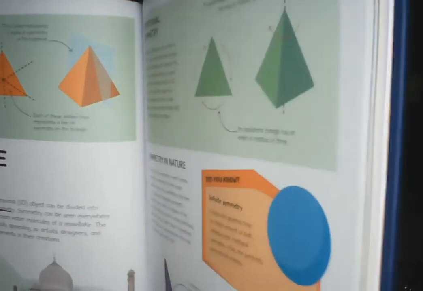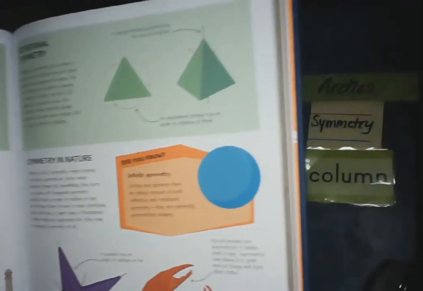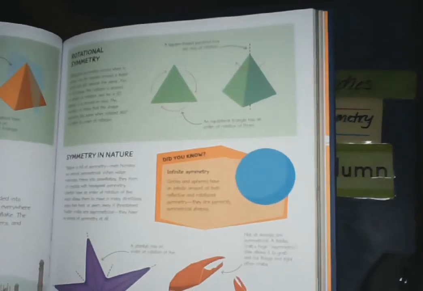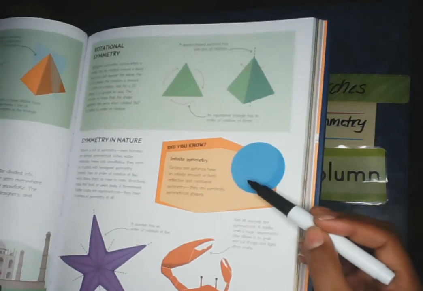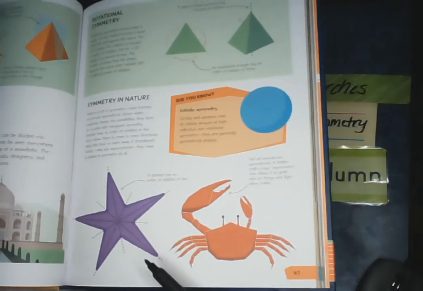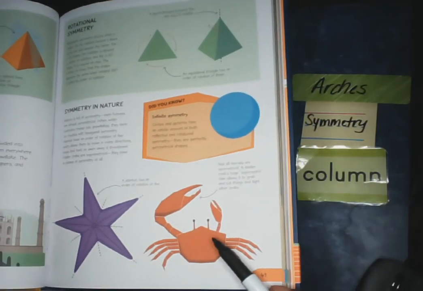Before we started, looking at some other pictures of symmetry, rotational symmetry. We see right here in the pyramid. What's our other shape here? Not a circle, but a sphere. Good job. Over here we have symmetry in this. What is this? Starfish. And then we see right here a crab.